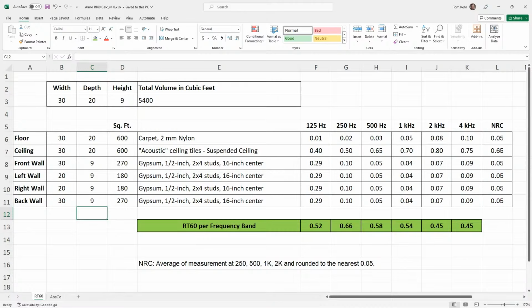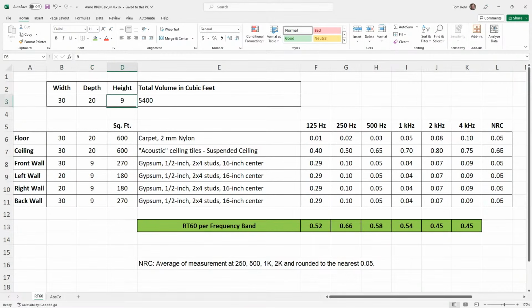One of which is just my eyes. Seriously. And this is a good judge right here. Let me go ahead and pull this up. This is just a very lowbrow, low-budget spreadsheet. If you look at some of the metrics, and this is out of an ASA, a GSA document, basically what they're saying is the RT60 time, 0.6 or less, over 500 hertz, 1K, and 2K. So a typical meeting room here, 30 by 20, 9-foot ceiling, so 5,400 cubic feet. Carpet, acoustic ceiling tiles, and gypsum on all 4 walls. That meets the criteria for RT60.